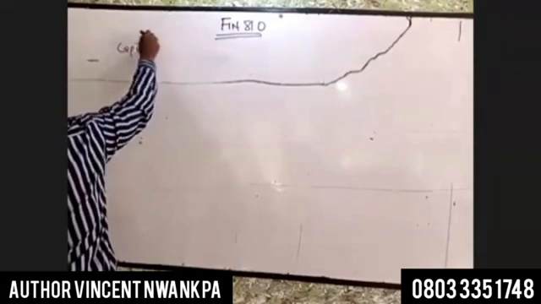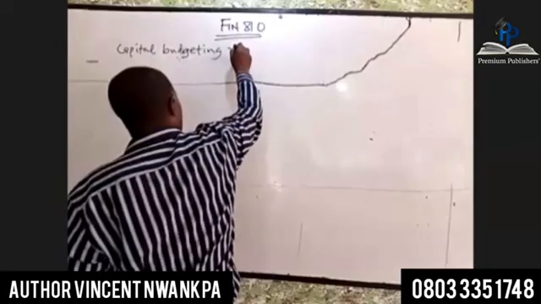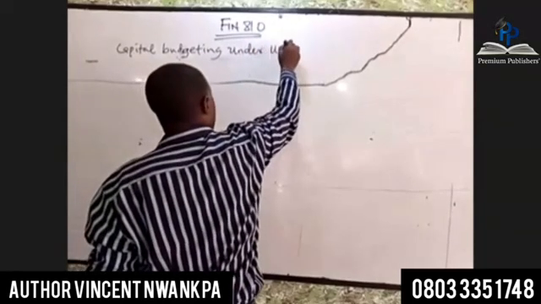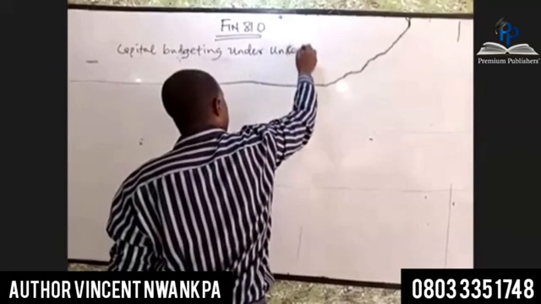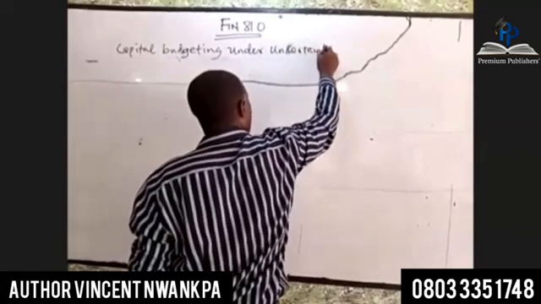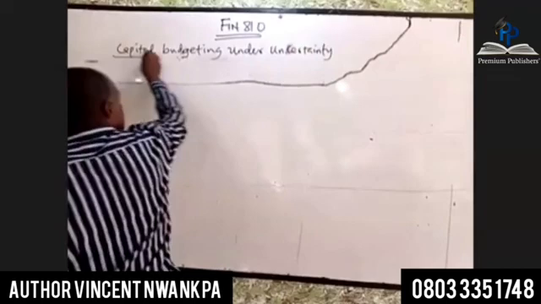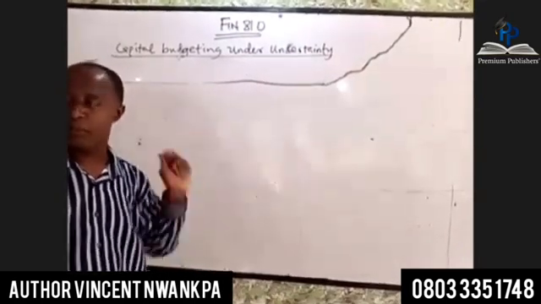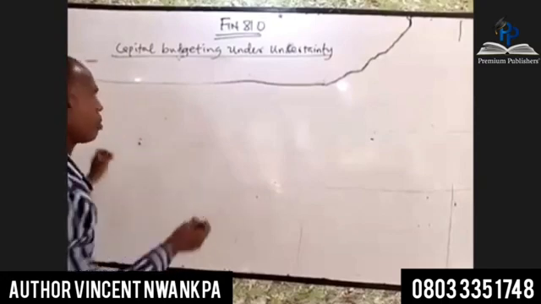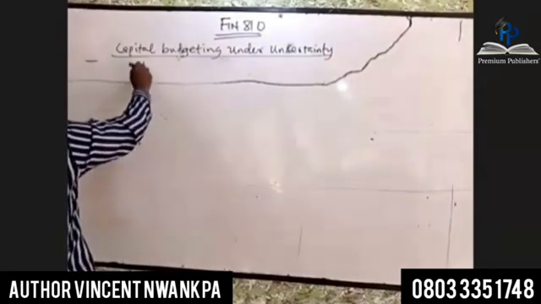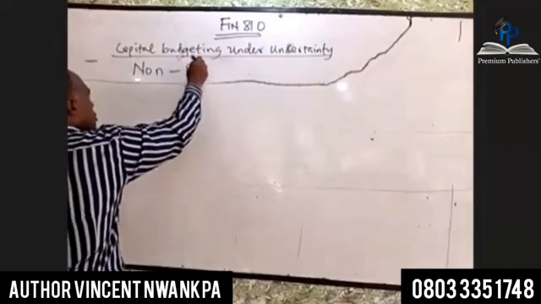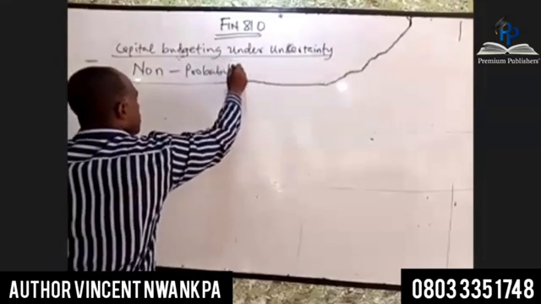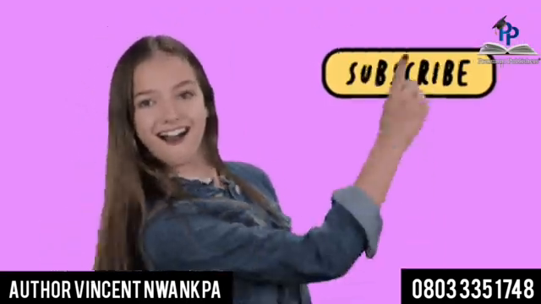Still capital budgeting. Under uncertainty, those who are around will remember. We did the first part, which was a probability-based approach. But today, we're trying to conclude the second part, which is non-probability methods.